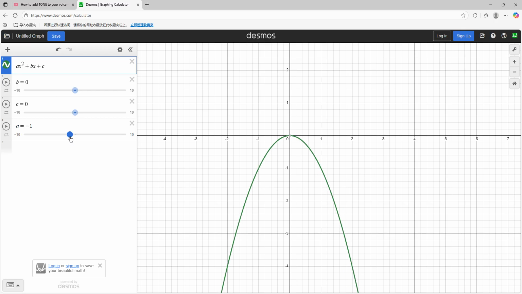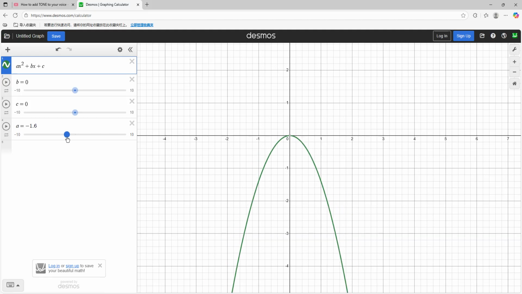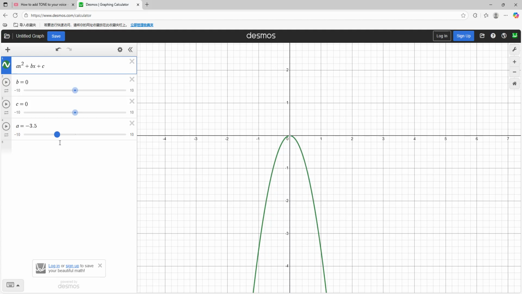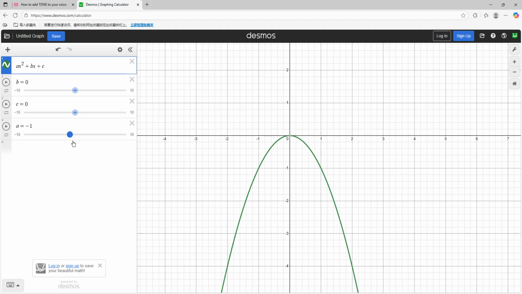So when A is a negative number and continues to decrease to negative 10, the curve becomes narrower because y is decreasing at a faster rate. If I increase the value of A from negative 10 towards 0, the curve becomes wider until it becomes a straight line. When A equals 0, you get a horizontal line.